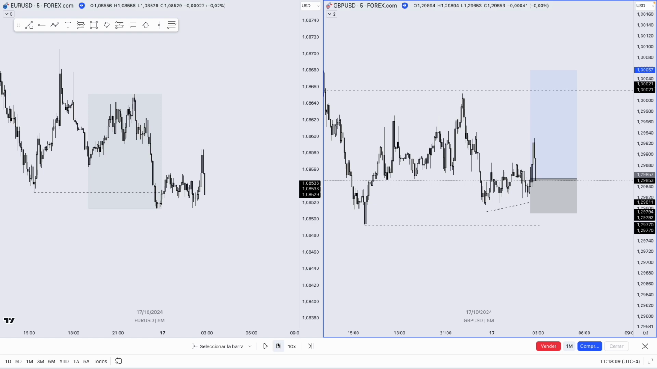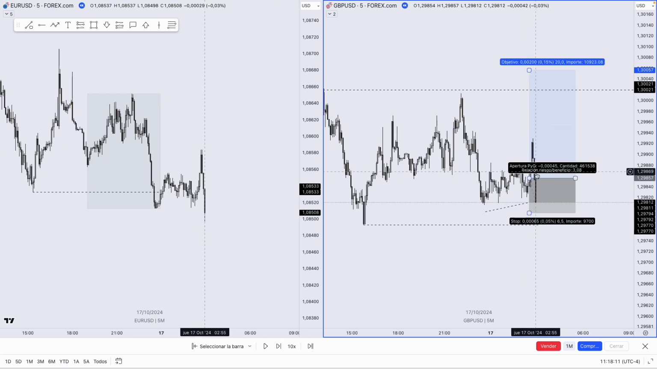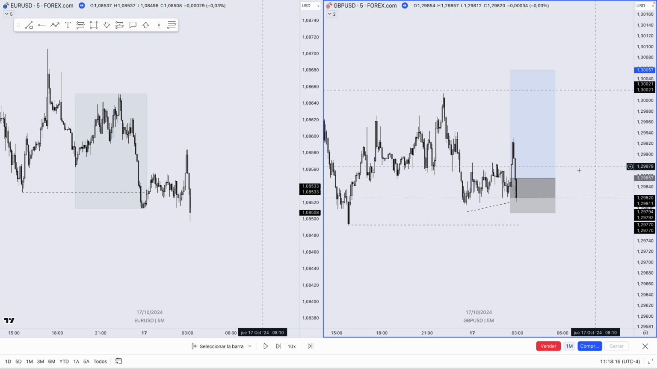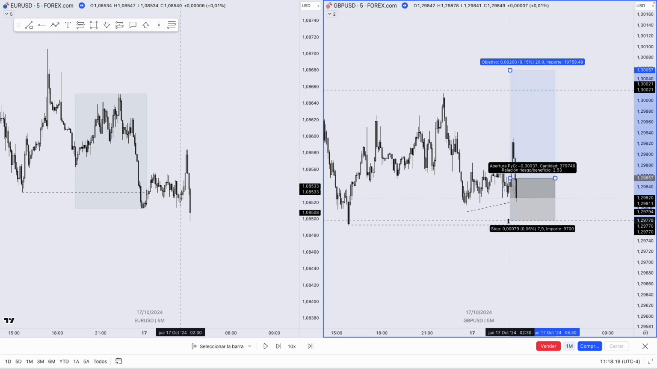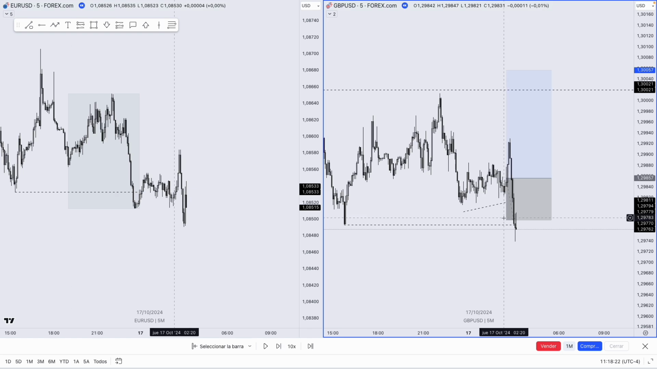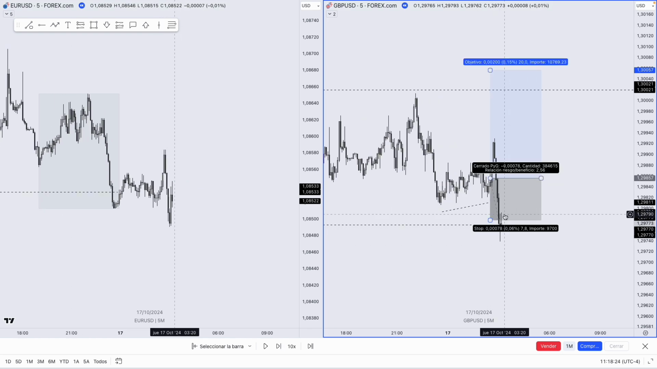So let's see what happened. For me, it was too early to put break even, so my idea was still valid if price returned here. Obviously, it was a mistake, but I took the risk and I failed. So this was my first trade.